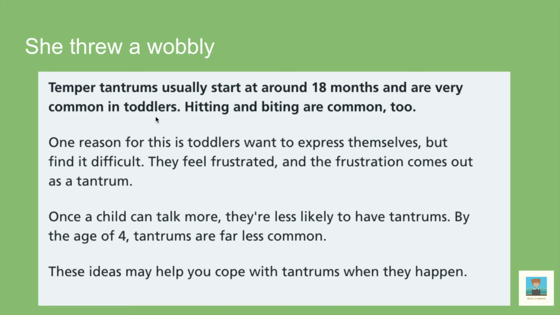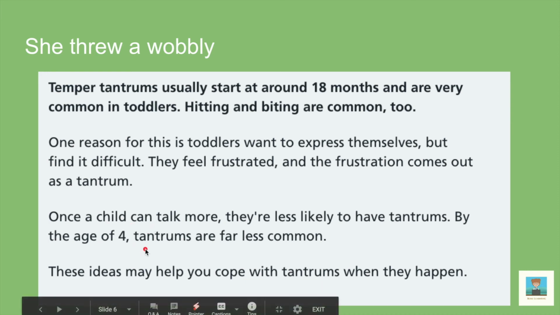And we can talk about kids throwing a wobbly. So if you don't agree to doing something that they want to do, like going to the park, they can throw a wobbly. Now, the NHS tells us that one reason for this is that toddlers want to express themselves, but they find it difficult. They don't have enough language at that point. So they feel frustrated, and frustration comes out as a tantrum. So, some words to pronounce here: frustrated and frustration, tantrum. Once a child can talk more, they're less likely to have tantrums because they can verbalise their emotions a little bit better.